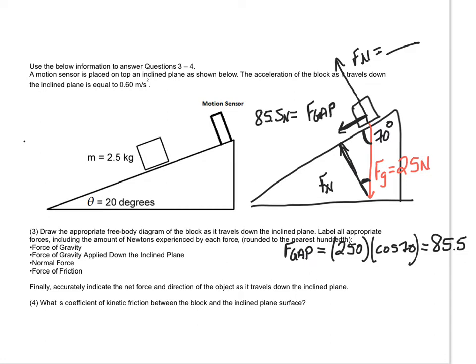For normal force, thinking about where that's located on the triangle, once again, treating my force of gravity as the hypotenuse for my new reference triangle, the normal force with regards to reference angle 70 would be opposite. This is opposite that. Therefore, the appropriate trig function to use would be sine. Solving for that, I get an appropriate normal force of 235 newtons.